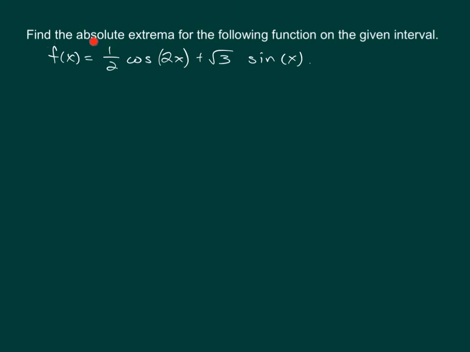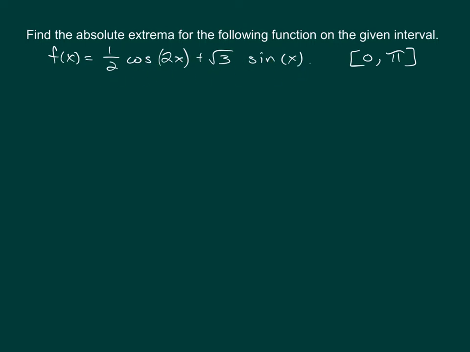So we want to find the absolute extrema for the following function on the given interval. Here is the function you can see on screen already, and the interval that we are working with is 0 to pi. Now, in order to use the extreme value theorem, we just need to check that the function is continuous on this closed interval and differentiable on the open interval 0 to pi. And that is true. That's like asking, is this function continuous? Yes, there are no variables in the denominator.